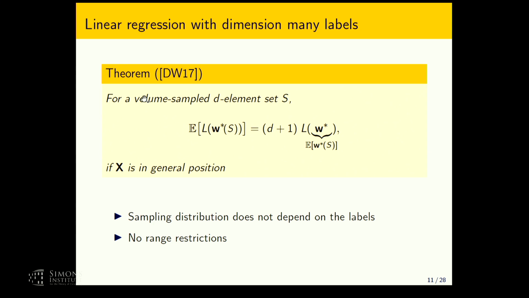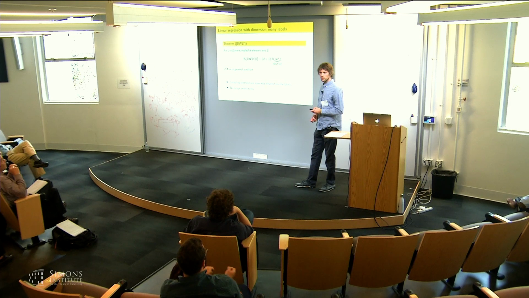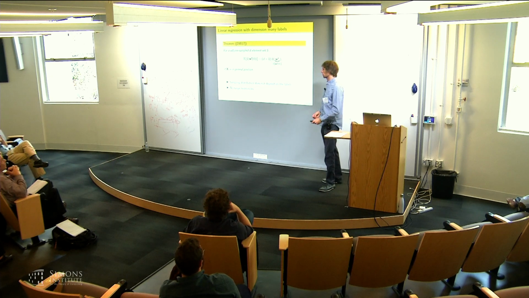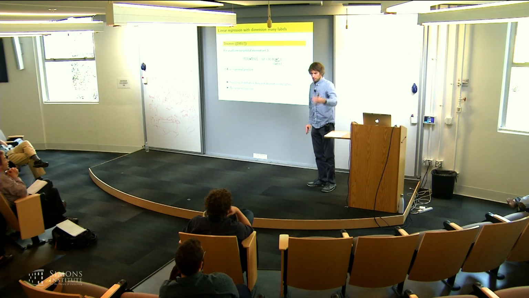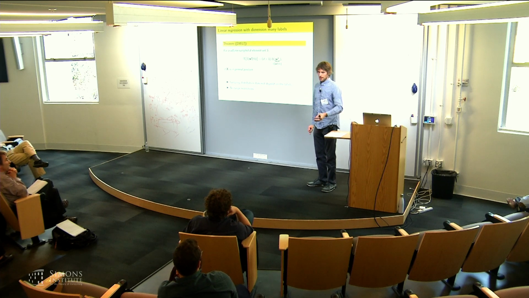Just to be 100% clear, when you say expected loss, you just mean the sum of squared errors. So there's no randomness in either the labels or the data. Exactly. So it's a fixed matrix X, fixed vector y. You're sampling subsets, and the expectation is with respect to just the sampling.